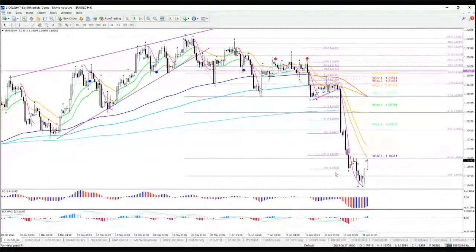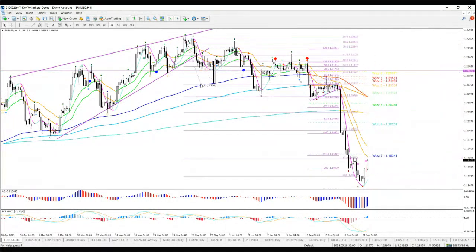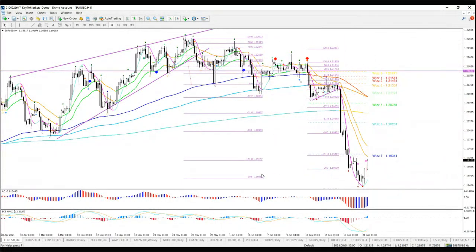And as you can see, price reached all the way down to the minus 200 target. And when, of course, it breaks through the minus 61.8 target and reaches the minus 161.8 or even the minus 200 target in this case, then it's likely a wave 3. So this is a likely wave 3.